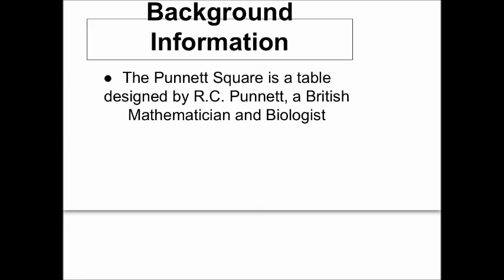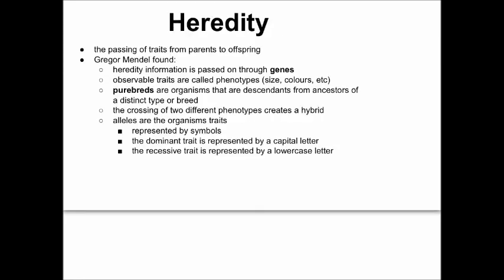The Punnett square is a table designed by R.C. Punnett, a British mathematician and biologist. Heredity is the passing of traits from parents to offspring. Gregor Mendel found heredity information is passed on through genes.